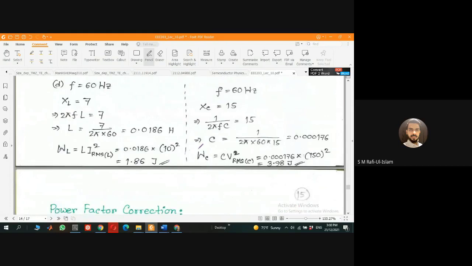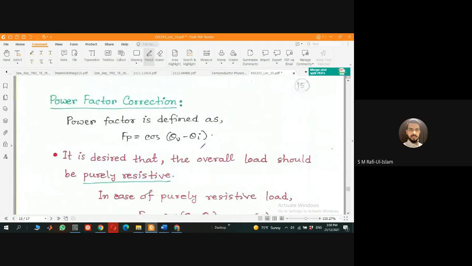You can practice. In the next class, we'll not study any new topic. Rather, we'll be solving some practice problems related to your actual exam. So the final thing, this is quite interesting. Probably in third year, you'll be learning more about the power factor correction.